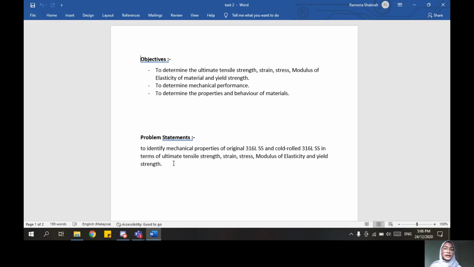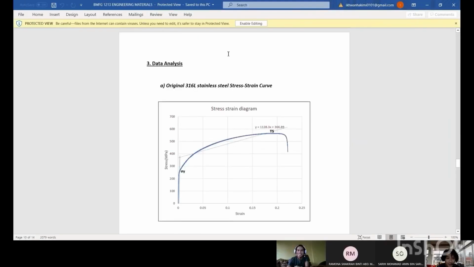So the problem statement is to identify mechanical properties of original 316L stainless steel and cold rolled 316L stainless steel in terms of ultimate tensile strength, strain, stress, modulus of elasticity, and yield strength. Now we will move to question 3, data analysis. First, we need to plot the stress strain diagram.